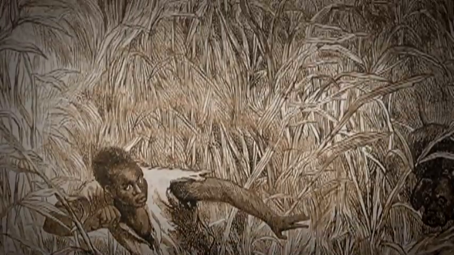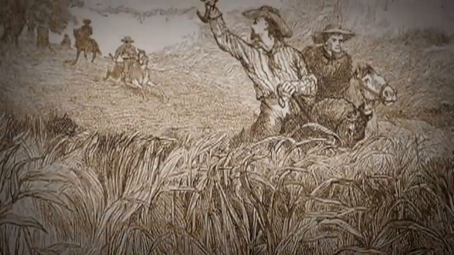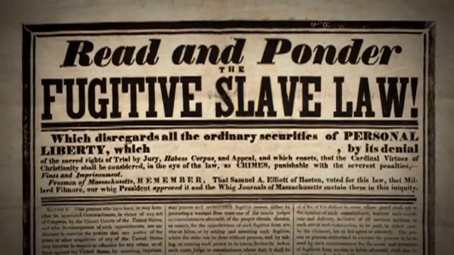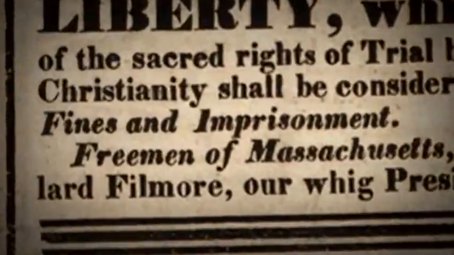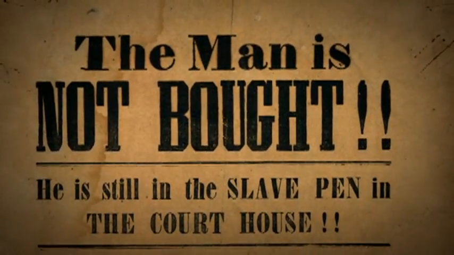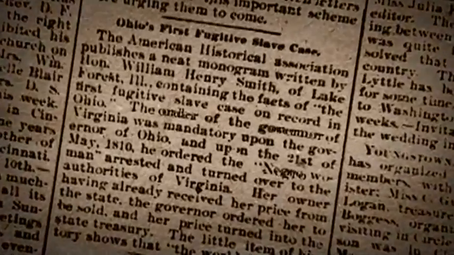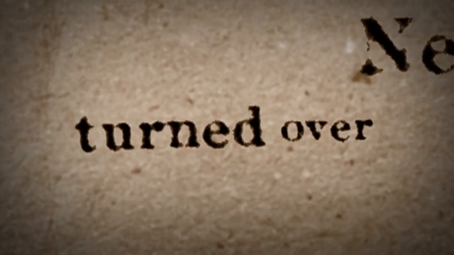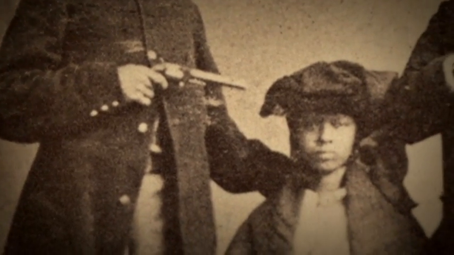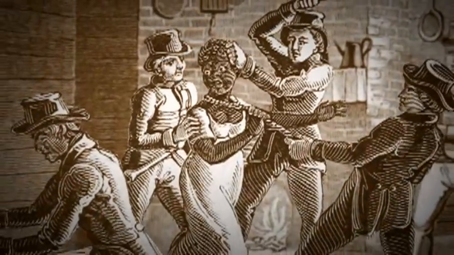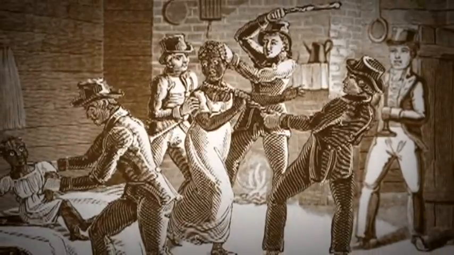Infuriated by all the runaways, Southerners pushed for harsh laws to staunch the flow, culminating in the notorious Fugitive Slave Act of 1850, a watershed moment in American history. The law required Northerners to help capture anyone even accused of being a runaway slave, turning the North into a police power for the South. It also placed every free black person in terrible danger.